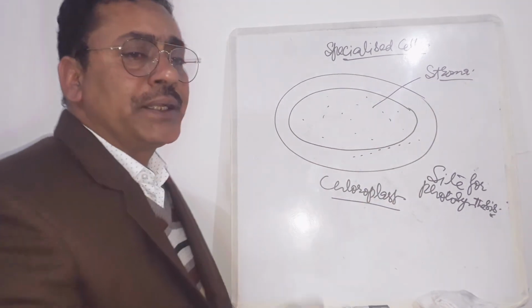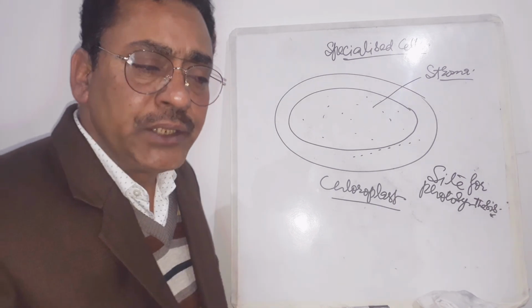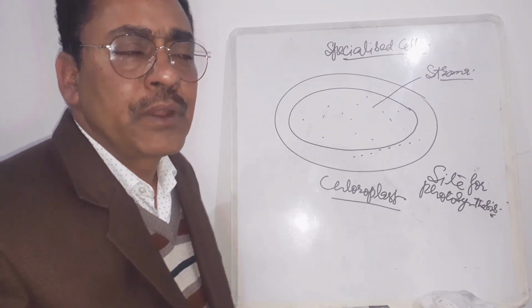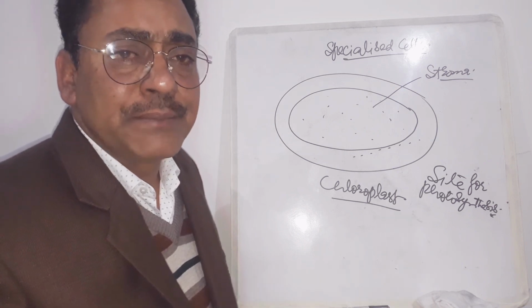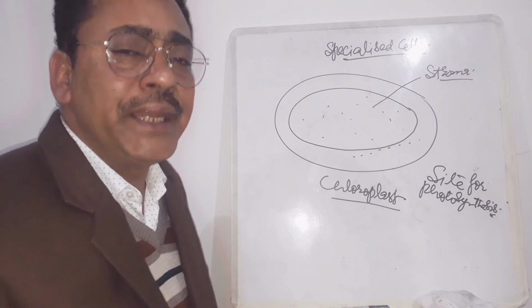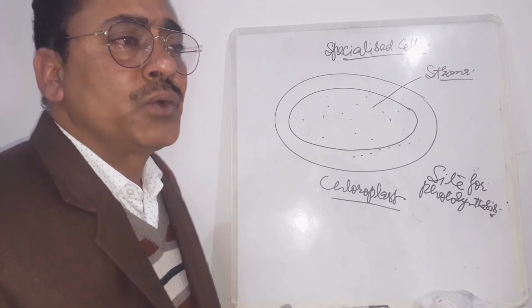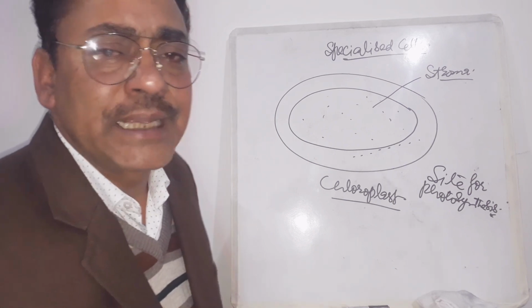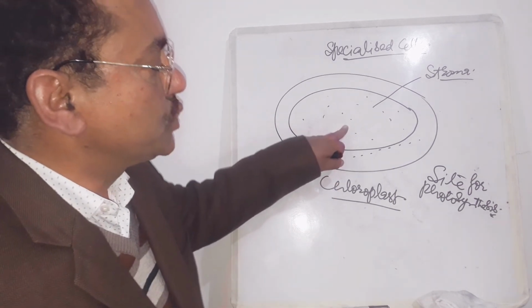Stroma contains water, inorganic solutes, organic substances, proteins, and enzymes. Almost a dozen enzymes are present in it. There are coenzymes like NADP, or coenzymes like FMN or FAD. These are various types of coenzymes which are present in the stroma.